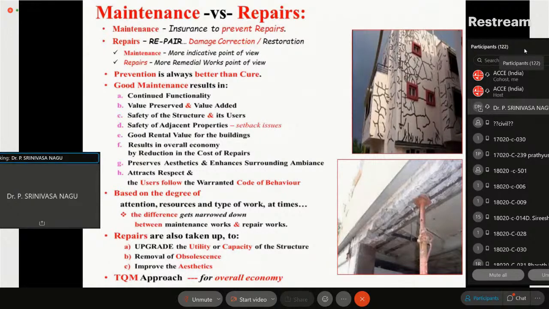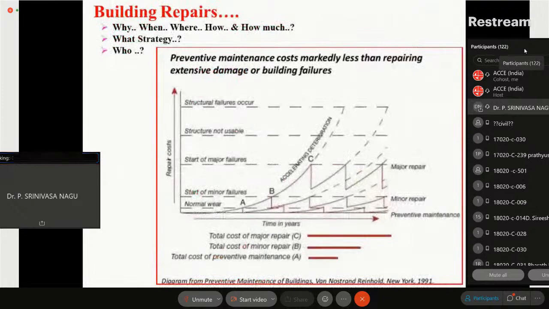TQM can be then. Whenever I speak about TQM, I always want my students to look at the videos of Dabbawalas, TED Talks of Dabbawalas. So that gives a good approach for overall quality of not only management of an issue, even a personal life also. Right. Building repairs: when, why, where, how much, number of doubts will be having.